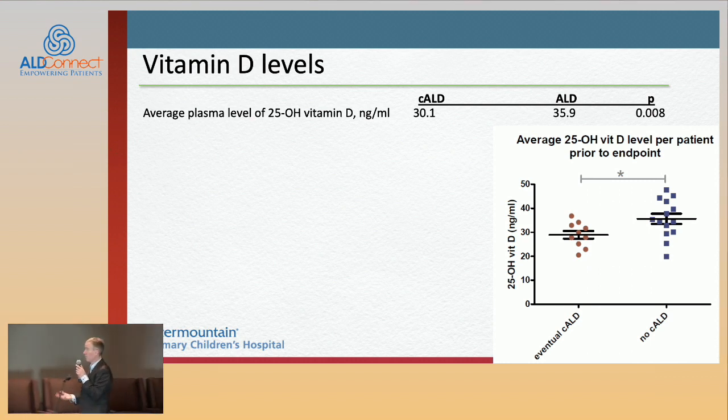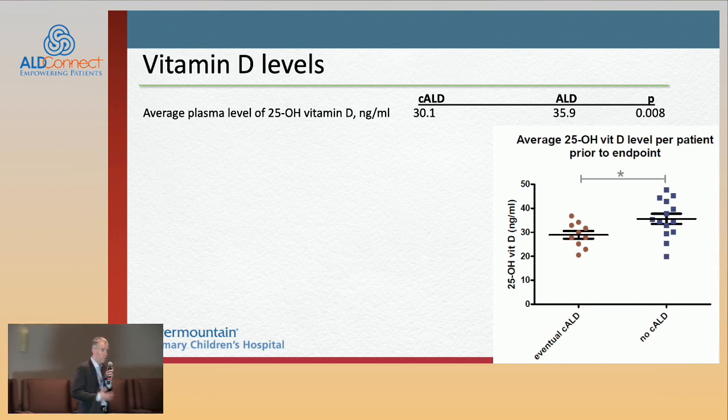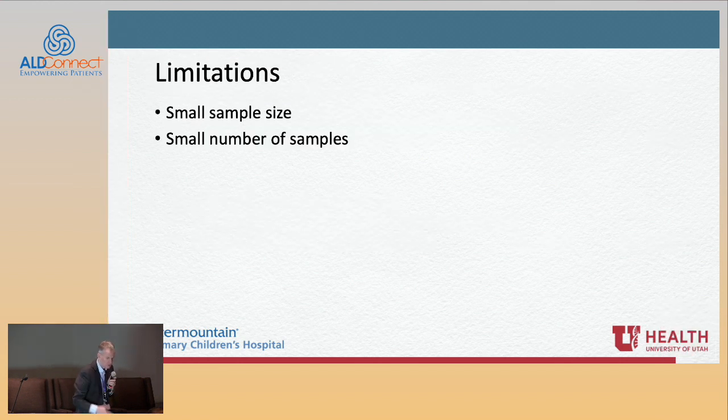However, the vitamin D levels in the patients who developed cerebral ALD were lower than in the group who didn't develop cerebral ALD. So that's an intriguing possibility. His group did a couple of different statistical models to ask whether this is a real association. And basically, through different types of statistical analyses, the higher your vitamin D level was, the less likely you were to develop cerebral ALD. So there are limitations, of course. There's a small sample size, a small number of samples.